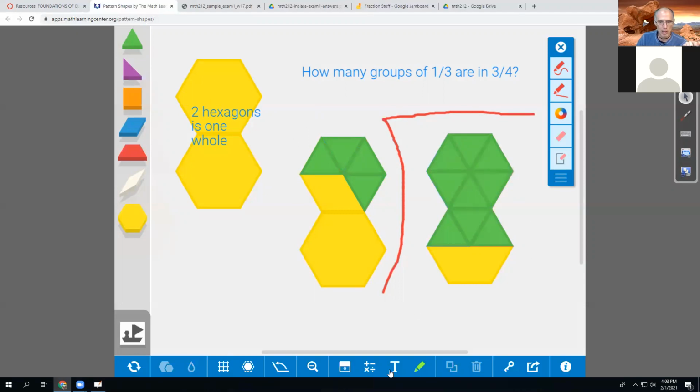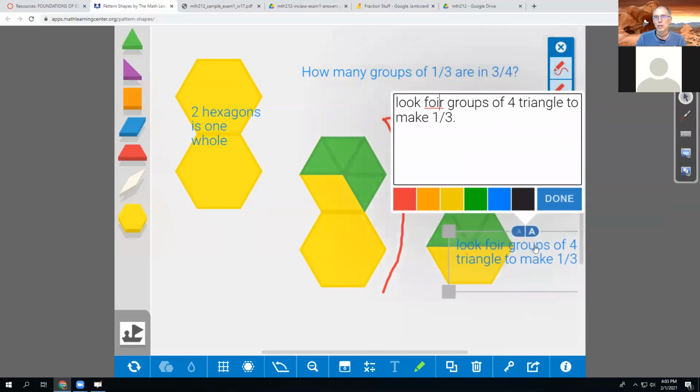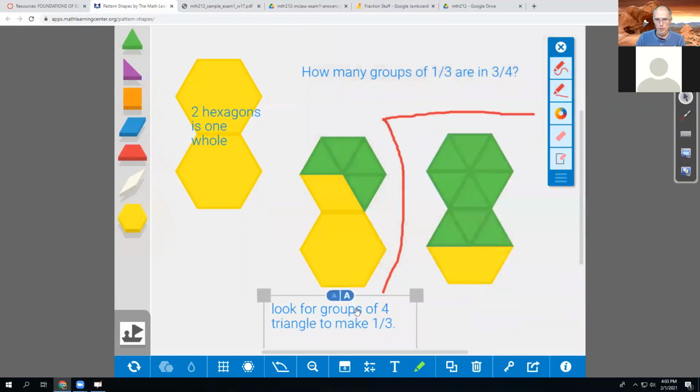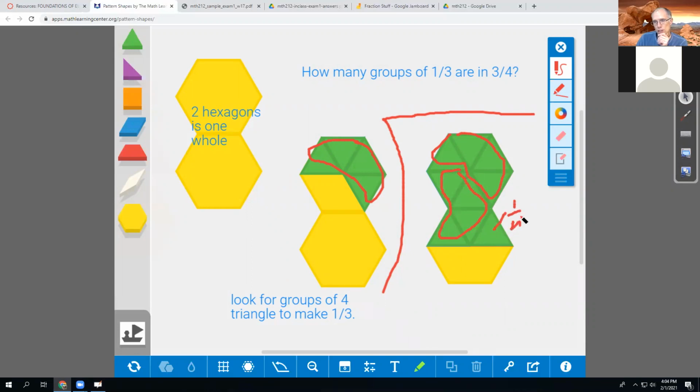All right, so refiguring out my answer, I should make a note. Triangles to make 1/3. Then I'll just start finding them. So let's see. I'm looking for a group of 4 triangles. So 1, 2, 3, 4. There's 1. 1, 2, 3, 4. There's 2. And then I have this, which is 1 out of the 4 I want. So I get 1, 2, and then that's 1/4.